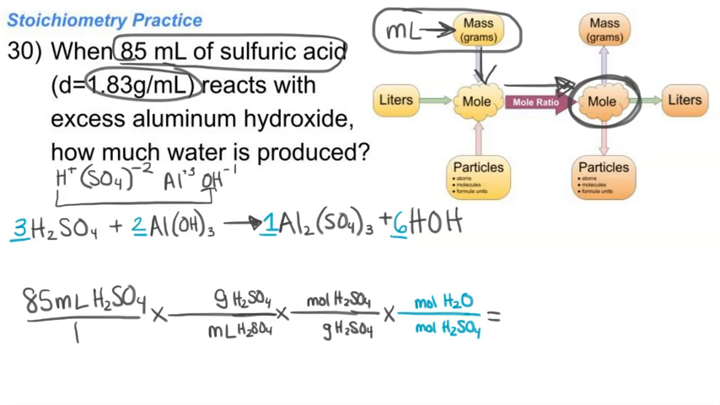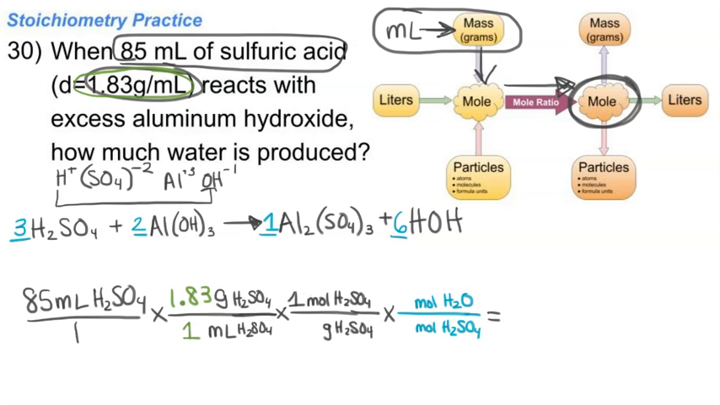So for my grams and milliliters, I'm going to use the density value that was provided in the problem. So 1.83 grams per milliliter. So 1.83 grams in every 1 milliliter. For my moles to gram step, I know I'll put a 1 next to mole, and I know that 1 mole of H2SO4 is going to be equal to the molar mass, so I'll just add that up real quick.